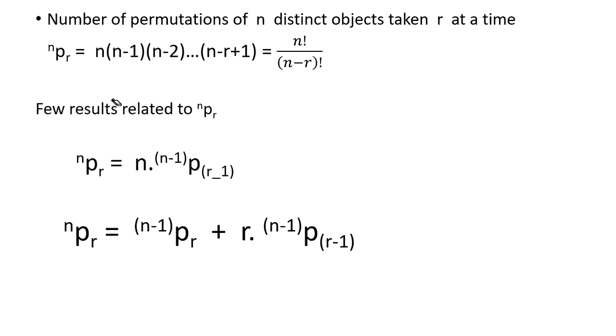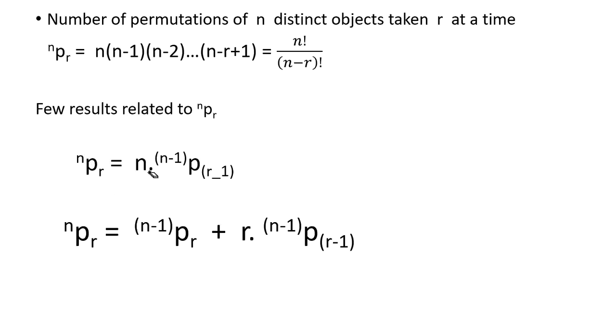The number of linear permutations of n distinct objects taken r at a time is denoted by nPr, and nPr is equal to n times n minus 1 times n minus 2 and so on up to n minus r plus 1, which is equal to n factorial upon n minus r factorial. You should not read it as nPr, you have to read it as the number of permutations of n distinct objects taken r at a time. Therefore, the number of permutations of n distinct objects taken r at a time is equal to n factorial upon n minus r factorial. And we have a few results related to nPr.